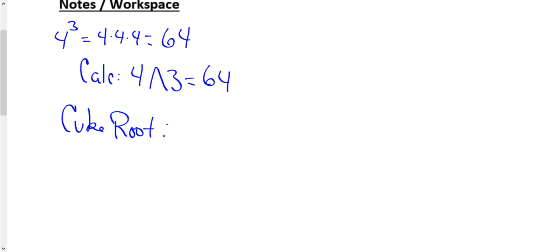Let's say I have x cubed, and I want to solve for x. I need to take the cube root. So that would look like this. Notice I have a 3 there in the index of that radical. That means the cube root of x cubed. And what do you think that would equal? Just x, right?